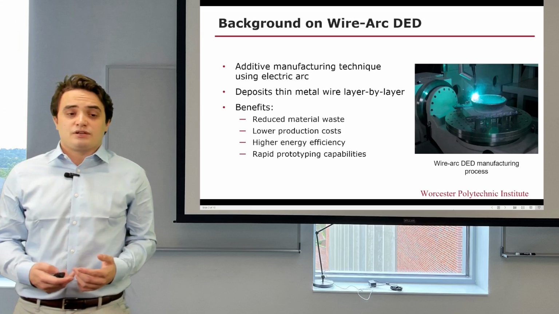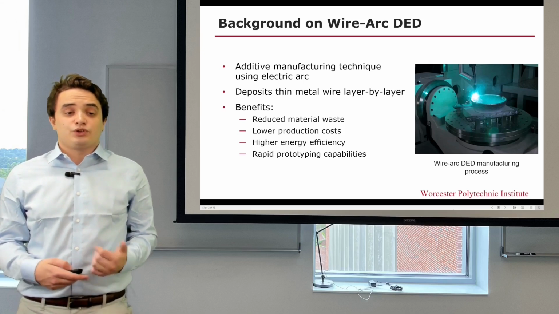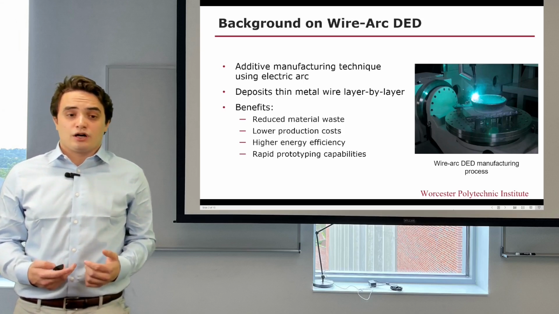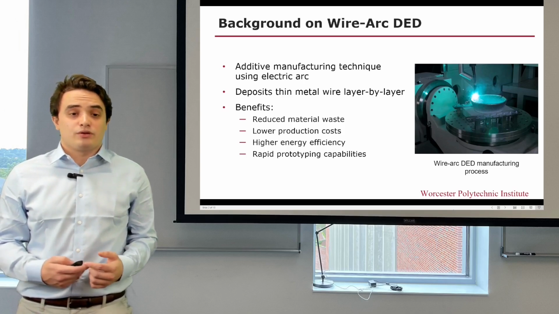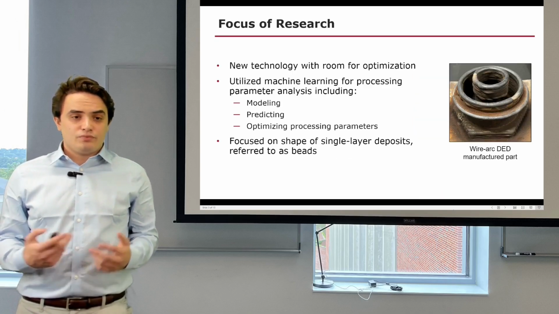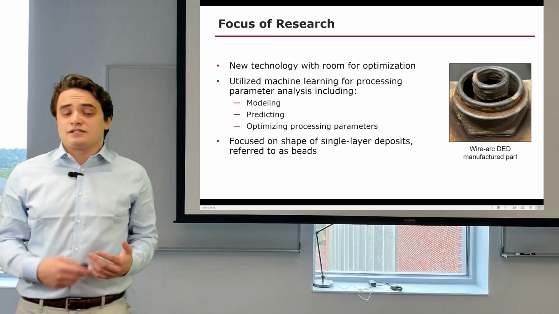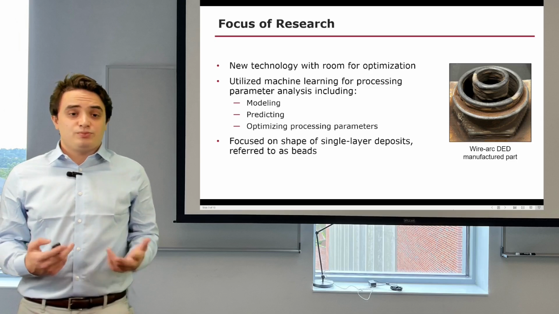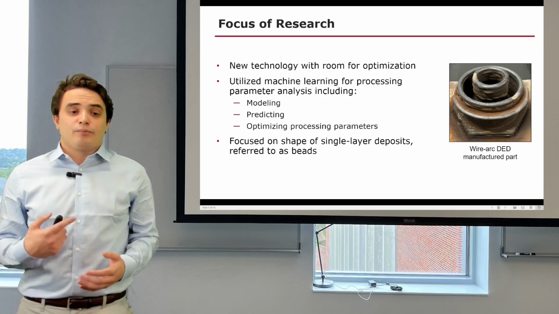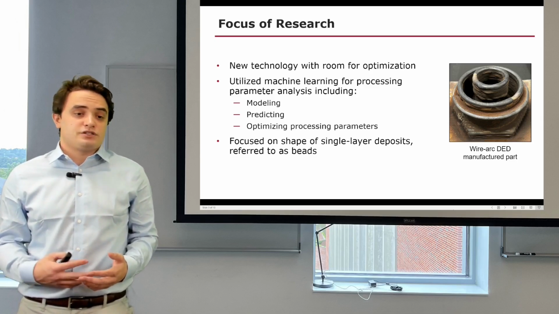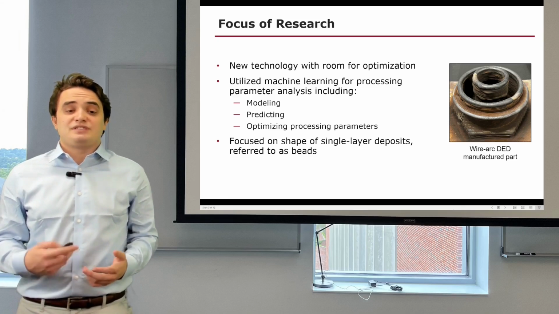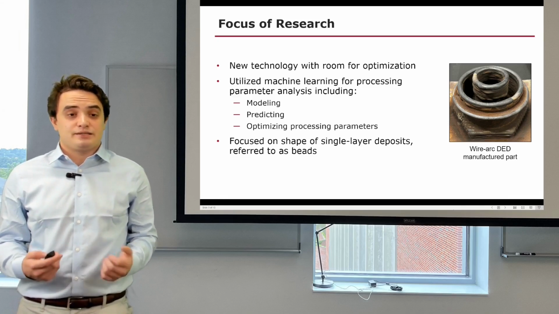Some of the benefits of this compared to traditional manufacturing include reduced material waste, lower production costs, higher energy efficiency, and rapid prototyping capabilities. So the main focus of this research is that this is a fairly new technology that has a lot of room for optimization. We use machine learning in this case, including modeling, predicting, and optimizing for processing parameters, and we focused on the shape of single layer deposits, which are referred to as beads.